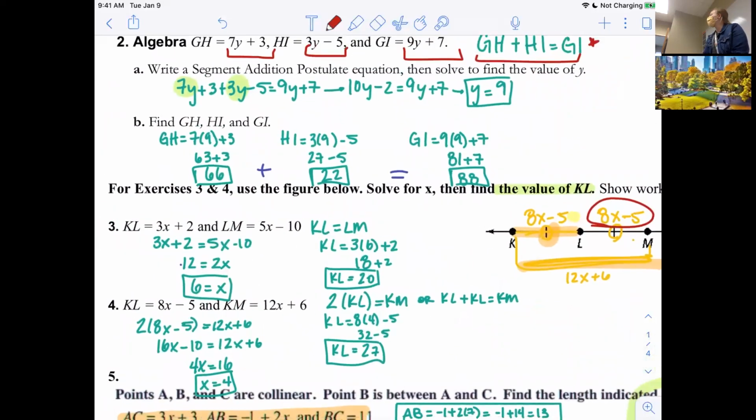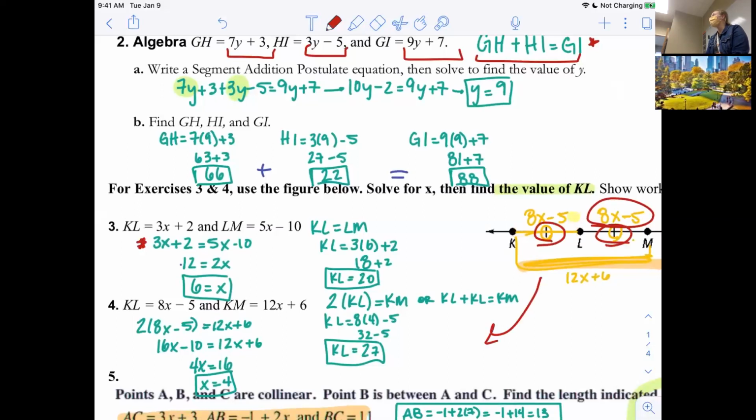3 and 4 are both using the diagram that says KLM. I wrote on it for number 4, so this goes with number 4. Number 3, though, is only using KL. It's using this part and LM. Based on those little congruent marks I just circled, that's why I knew I was able to set KL and LM equal to each other. Usually we're pretty good with that.